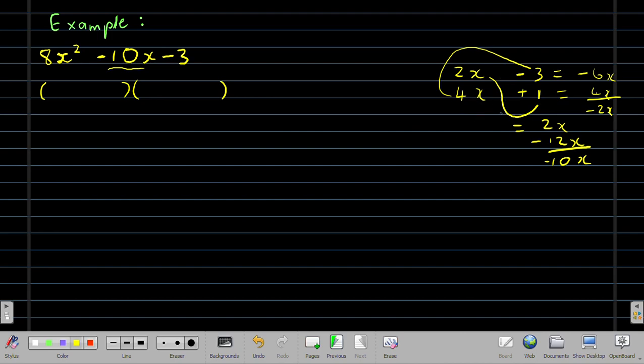Sometimes it just might not work, and then you're just going to have to do it once again with 8x and an x, and then with maybe a minus 3 and a positive 1, and repeat this whole process again. But in this case, we don't have to do it. So we have 4x here and we have a 2x. The 4x is multiplied with the minus 3, so the minus 3 has to be in the opposite bracket, and the 2x is multiplied with positive 1, so that has to also be in the opposite bracket. And there we have it, nice and factorized.